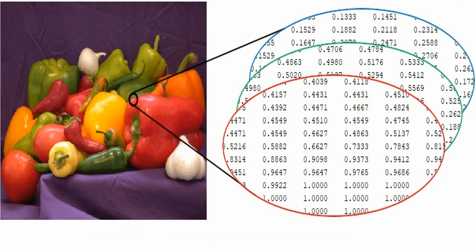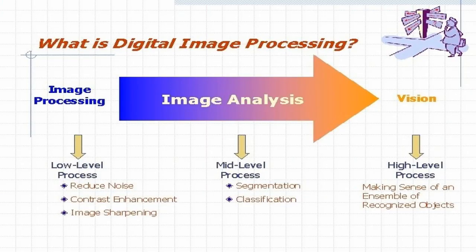What is digital image processing? Digital image processing can be defined as the science of modifying digital images by means of a digital computer. What is the scope of image processing? There are three levels of image processing operations: low level, mid level, and high level.